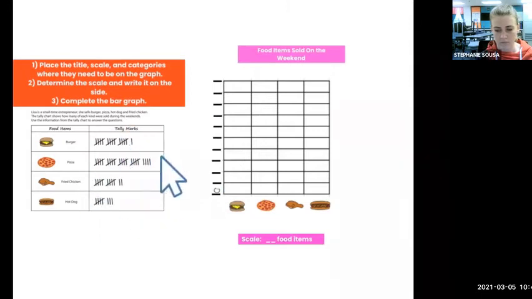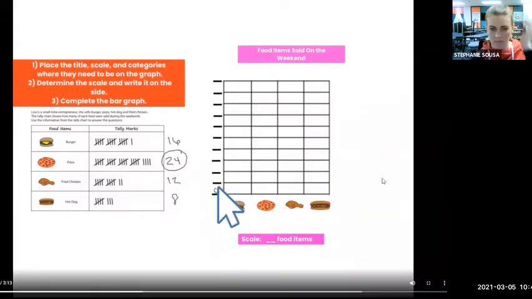The next thing I need to do before I can create my scale and put my scale on the side here is I need to find out what these numbers are. So I'm going to count up the tally marks. I've got 16, 24, 12, and 8. 24 is my largest number.